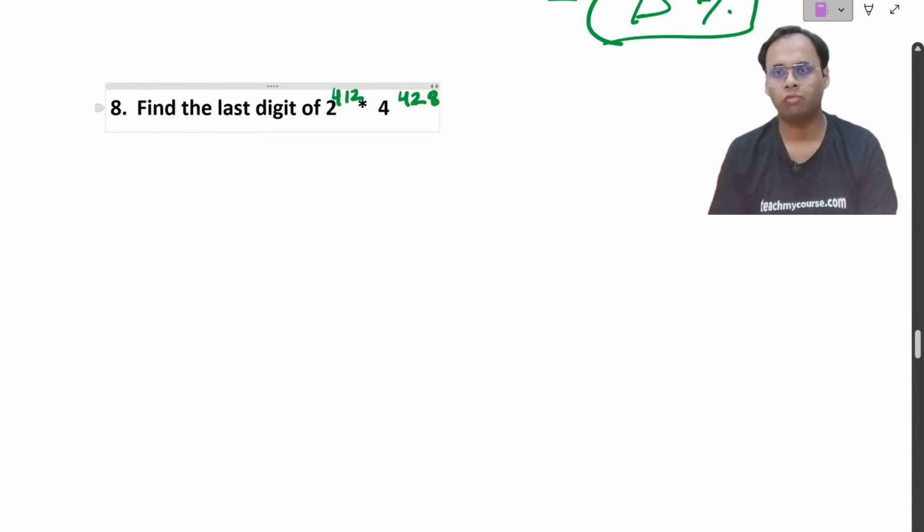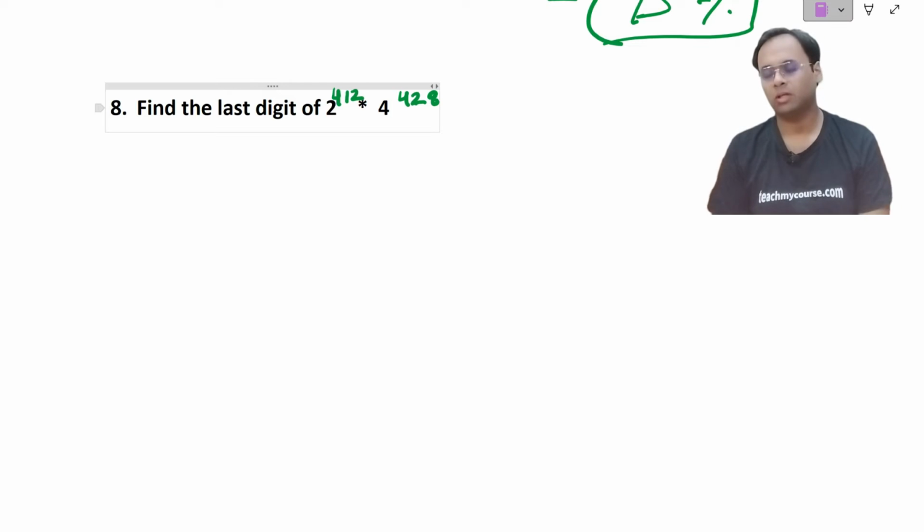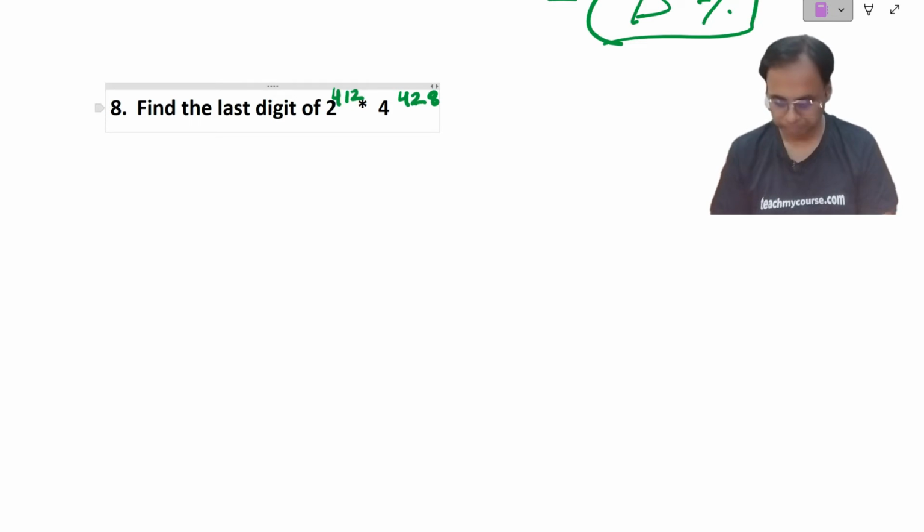Next question. Okay, so the next question says that find the last digit of 2 raised to the power 412 into 4 raised to the power 428. So if we just simply see the question and start multiplying it 412 times, I hope we cannot complete it even in 24 hours, or maybe it will take around a month to complete that sort of question, okay. So we need to solve it smartly, okay.